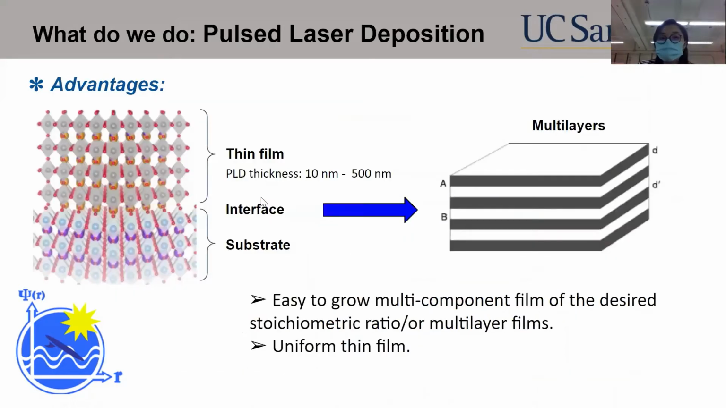So one of the reasons why we use this to grow our samples inside the lab is because this technique is really easy for growing multi-component films of the designed stoichiometric ratio, or we can even grow multi-layer films as we want, and this can give a uniform thin film. As you can see in the schematic picture here, this is the thin film and the substrate. Between here is the interface. And normally for a PLD machine, the thickness of the thin film can go from 10 nanometers up to 500 nanometers.